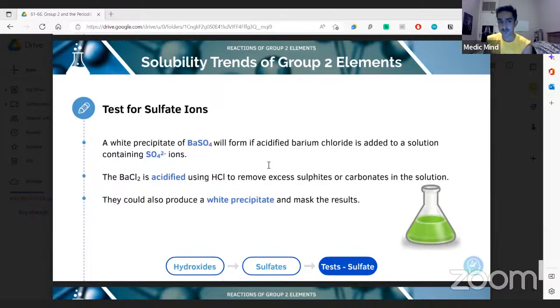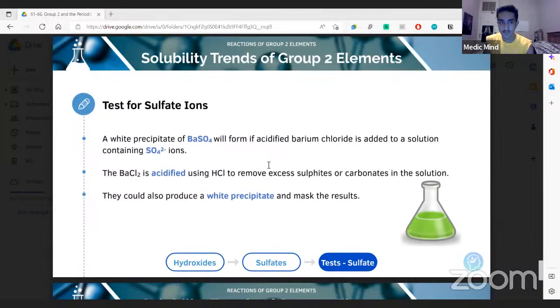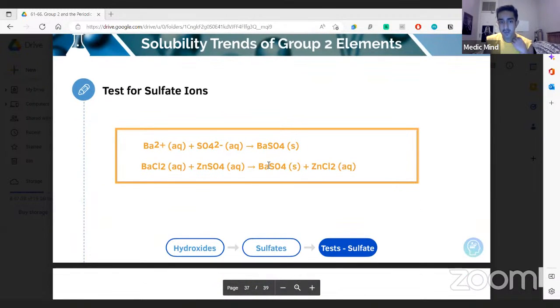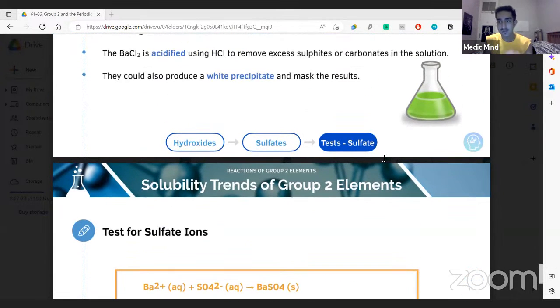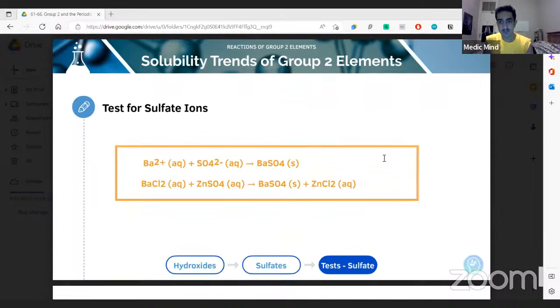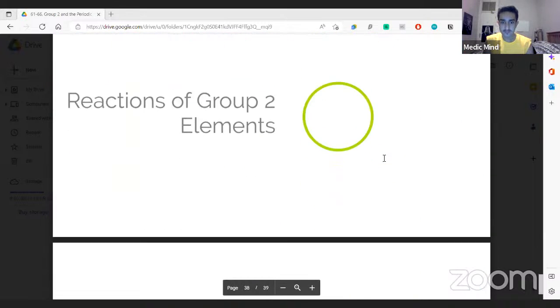And remember, testing for sulfate ions is by adding, so you acidify and then you add barium. So first of all, you've got your ions, it forms barium sulfate, and then you do a reaction with barium chloride, and that displaces the sulfate ions, which can then be detected by the reaction.